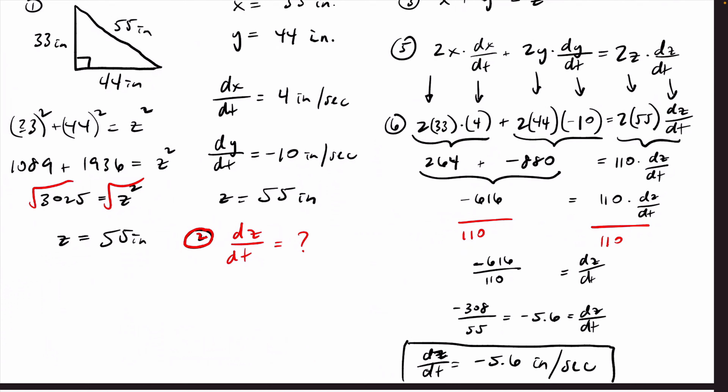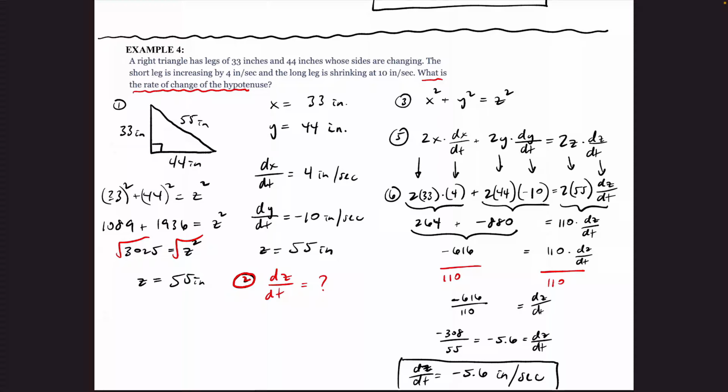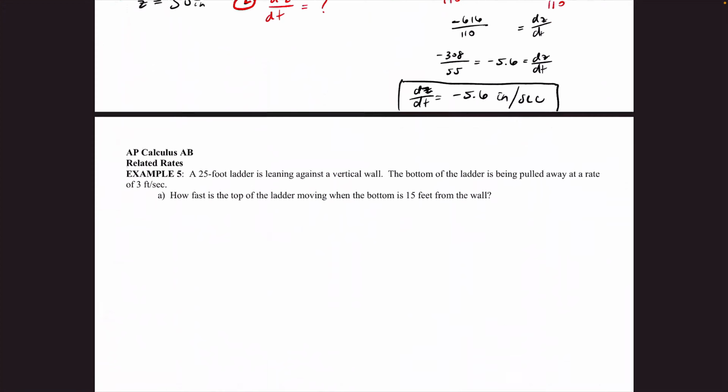So these questions involve a little bit of steps and stuff, but they all follow the same script. If you can tell it's a related rates question, they all follow the same script. That's the hardest part about this: realizing, oh, this is related rates. All right, let's do number 5.